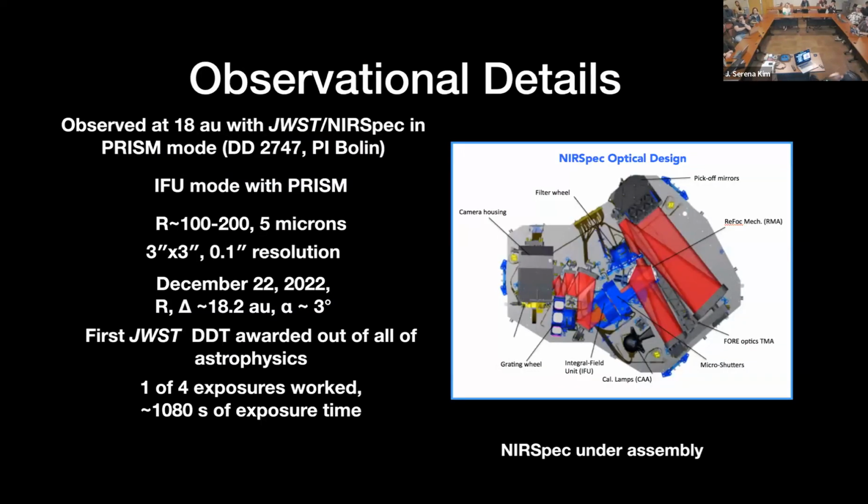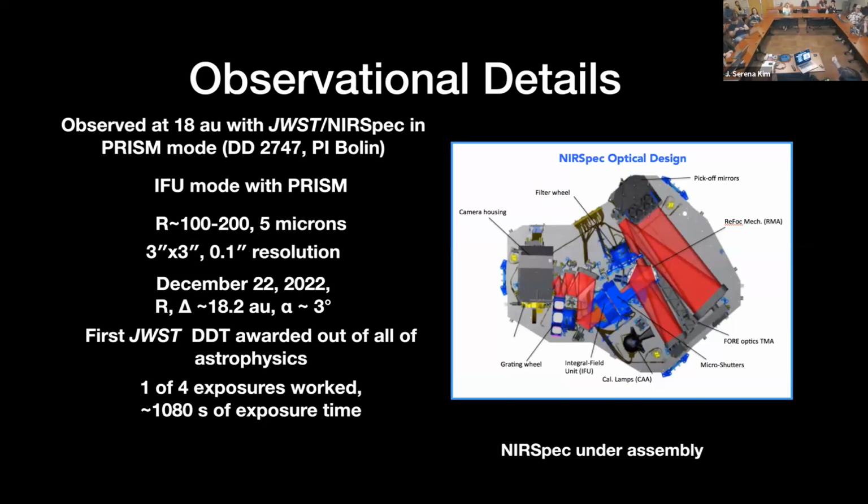So when the Director's Discretionary Program became available for JWST in cycle 1, I submitted an application for telescope time within a week. And I was the first approved Director's Discretionary Program out of all of astrophysics for JWST. And the program was to use NIRSpec to measure the volatile contents of this comet.